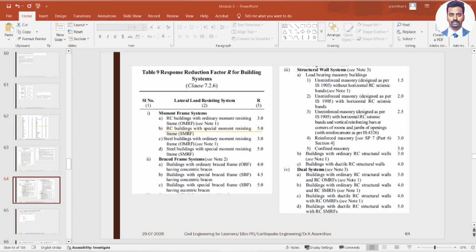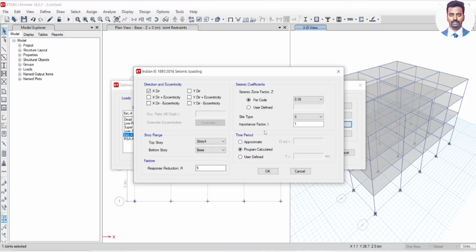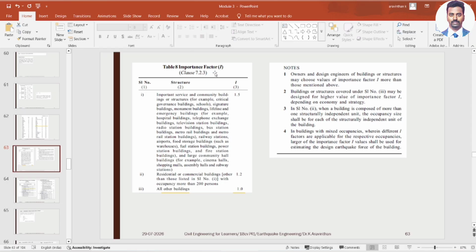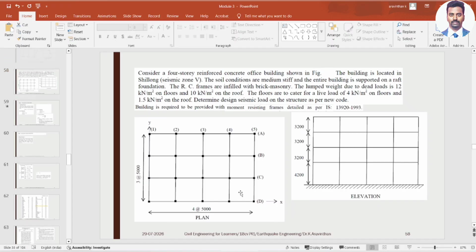Now, this is 5 and importance factor as 1. You can see this I. For all other buildings it is 1. What is the type of building? This is an office building.